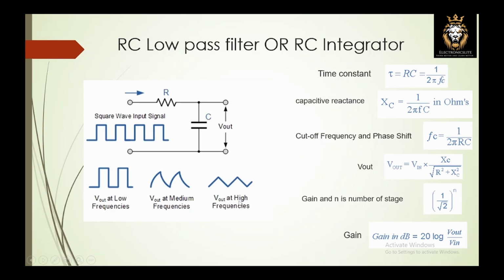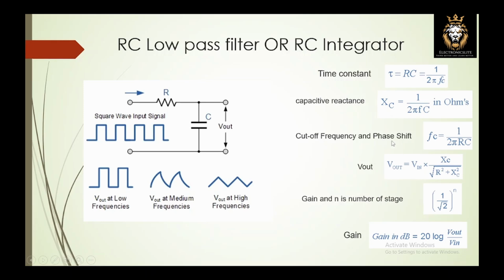All these waveforms are considered for this RC network using this formula. Based on this formula the waveform output is present, depending on the frequency, the capacitor value, and the resistor value. Those are the important parameters in this circuit. Here time constant RC equals 1 by 2 pi FC. So frequency we know and capacitor value we know, so we easily find out this time constant and also the capacitive reactance.